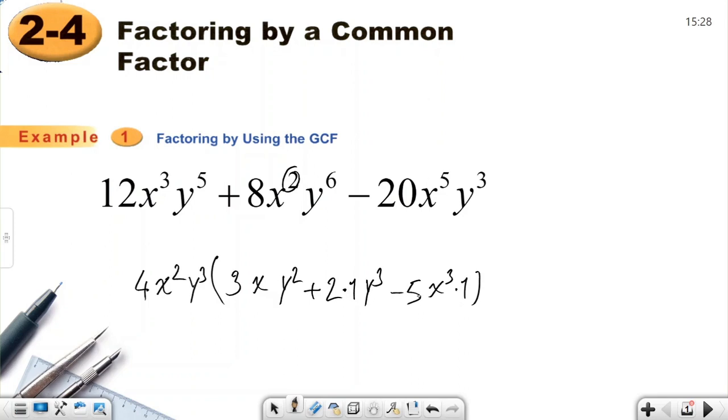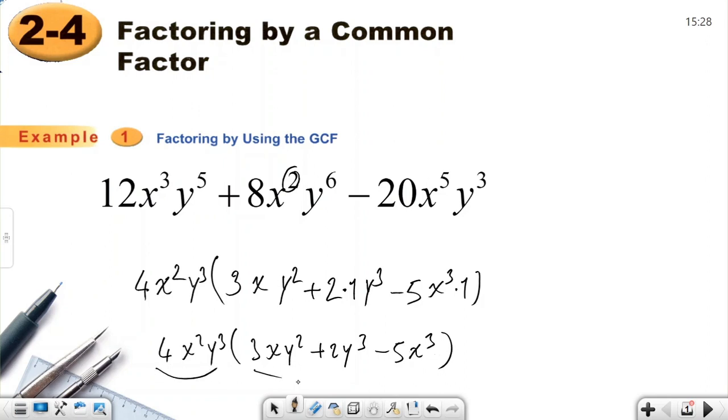So here, 2 times 1 and 5 times 1, I can multiply them. My result is going to be 4 times x squared y cubed, multiplied by 3xy squared. 2 times 1 is 2, so 2y cubed. Negative 5 times 1 is negative 5x cubed. So we factorized by the common factor. These are our factors, the first factor and the second factor. That's an algebraic expression.